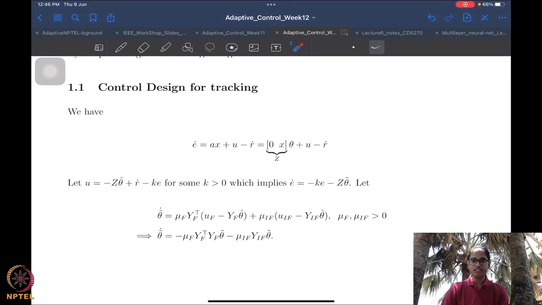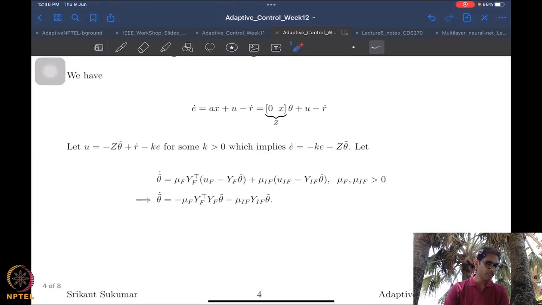Right? Now, the interesting thing is the way we specify the parameter update law has no connection to any Lyapunov analysis. So this is again similar to the projection-based method, but there it was motivated in a different way. Here the choice of the update law is of course motivated in a different way. In fact, it's completely decoupled. We just have two terms. So here mu f and mu if are some positive gains, some positive scalars, if you may. And then you have yf transpose uf minus yf theta cap and uif minus yif theta cap.